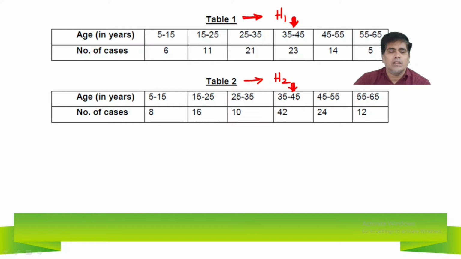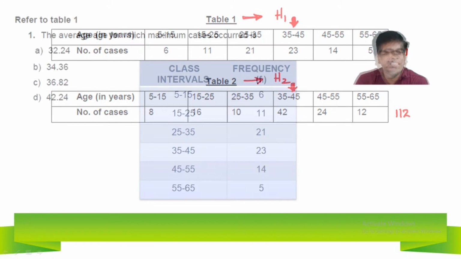Now here one more thing we can do. In hospital number 1, the total number of cases, if you add all the frequencies, 6 plus 11 plus 21 plus 23 plus 14 plus 5, you will get 80 cases in hospital number 1. In hospital number 2, if we add all the cases, 16, 8, 10, 42, 24 and 12, a total of 112 cases are admitted in hospital number 2. So this we can calculate for the maximum cases occurred.